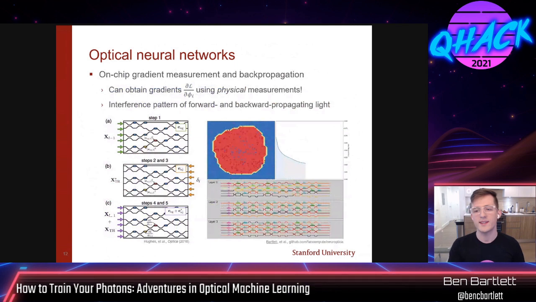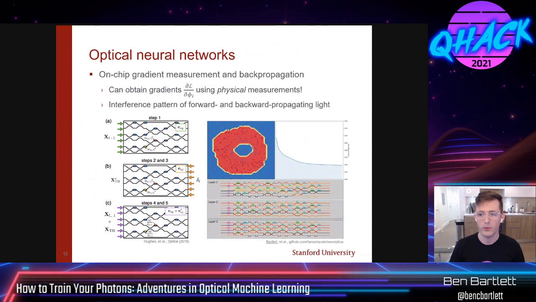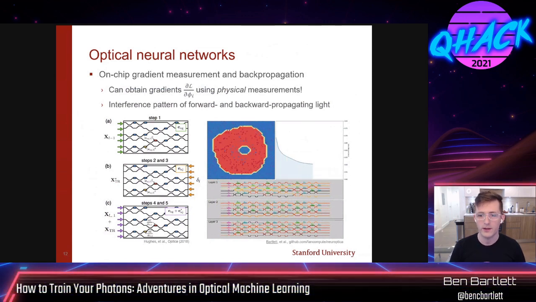So one of the coolest things about optical neural networks is that you can train them using physical measurements. In a standard machine learning model, when you train your neural network using backpropagation, at each iteration you compute the loss gradient, basically the derivative of how much your loss function changes with respect to each of the parameters in your model. And then you change all of them accordingly and go to the next iteration of gradient descent. But this is pretty computationally expensive.